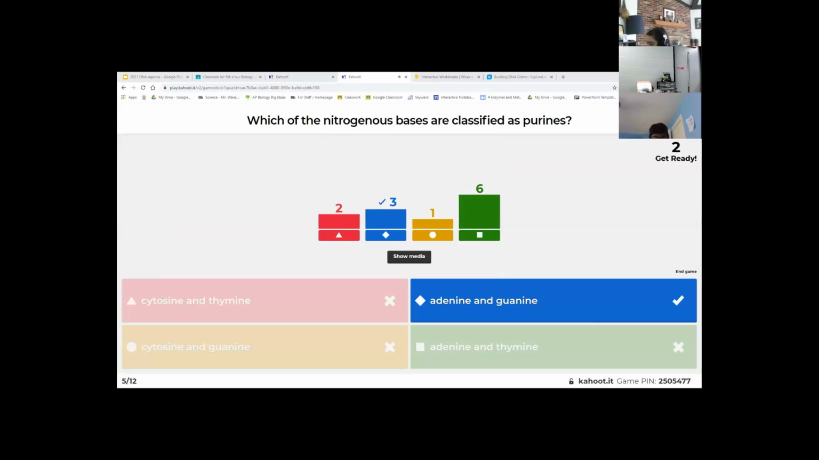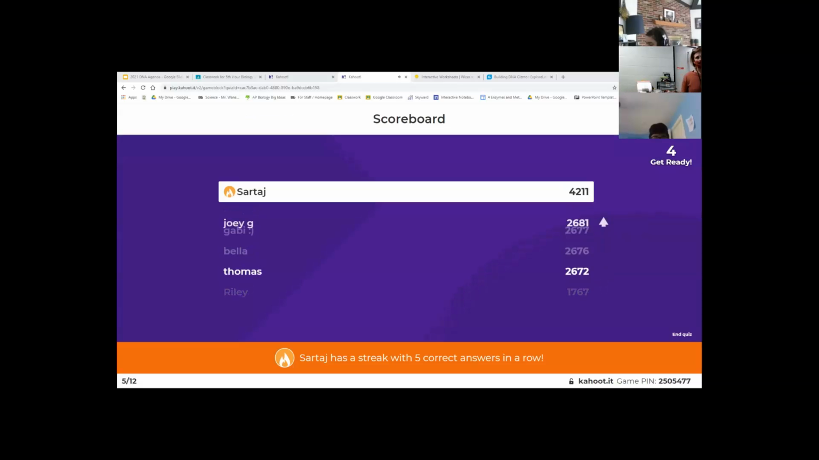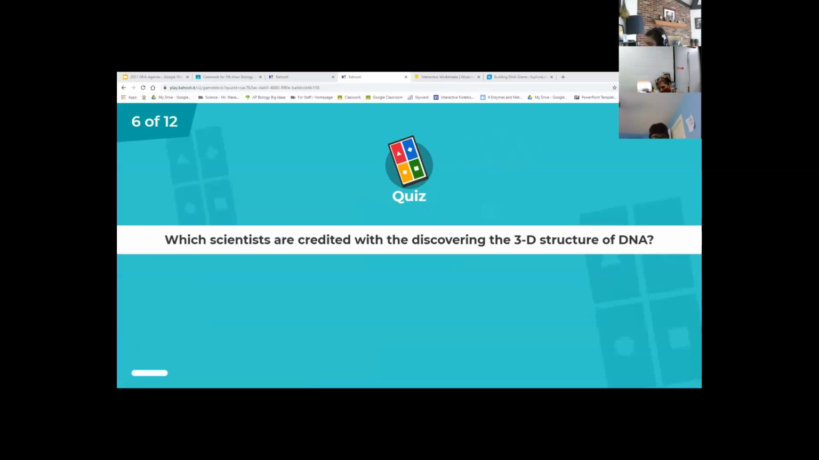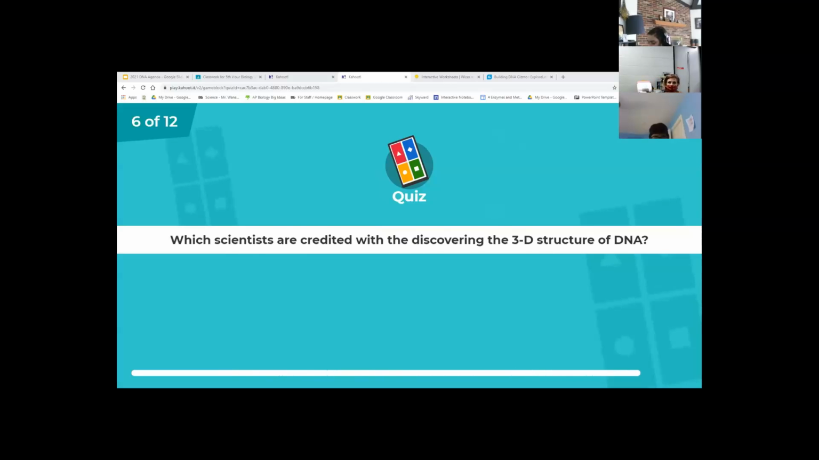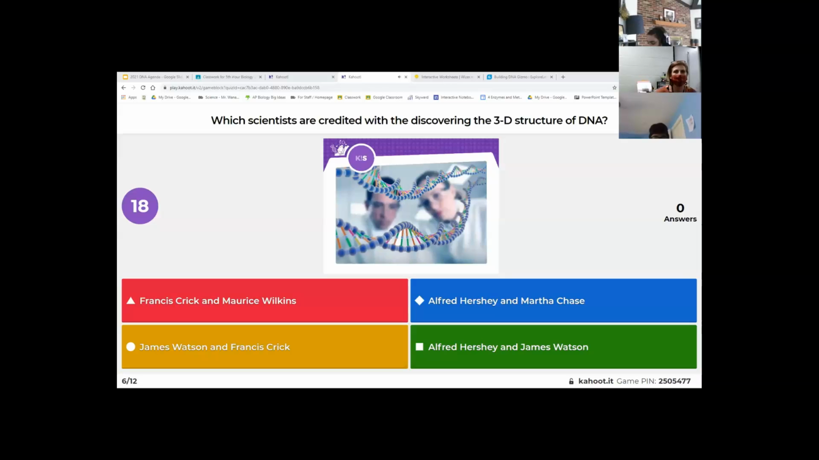Symbol for silver is Ag. Sartaj is on fire. Joey breaks into the top 3. Next week, you're going to make a model. Who are you going to be simulating?